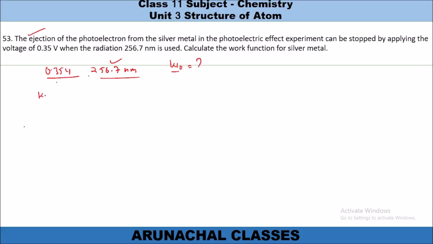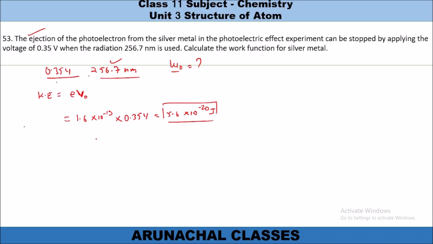So here the kinetic energy of photoelectron is given as eV naught, that is, V naught is the stopping potential, and e is the charge of electron. So kinetic energy will be 1.6 multiplied with 10 power minus 19, that is the charge of electron, multiplied with stopping potential as 0.35 volt. So when it is multiplied it will be 5.6 into 10 power minus 20 joule. So this will be the result.